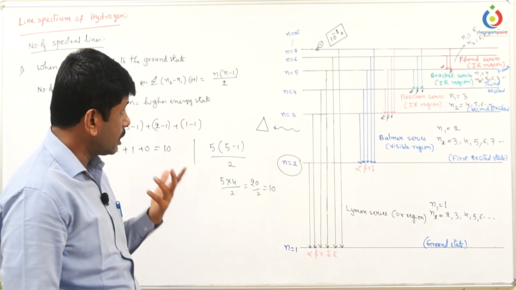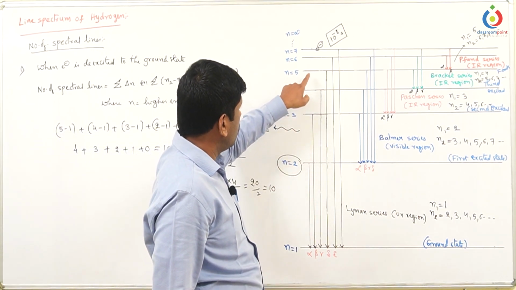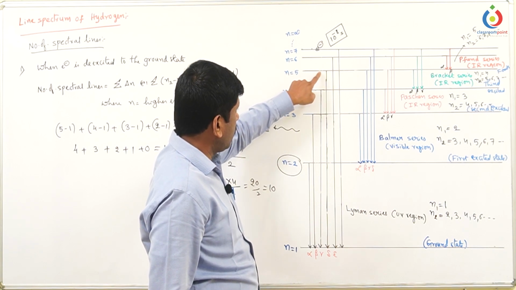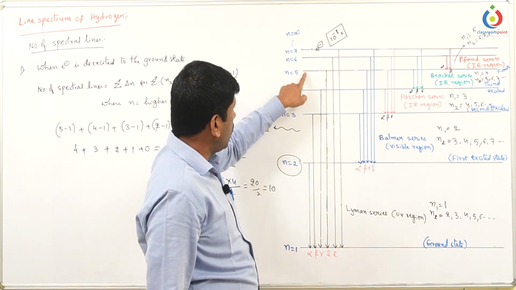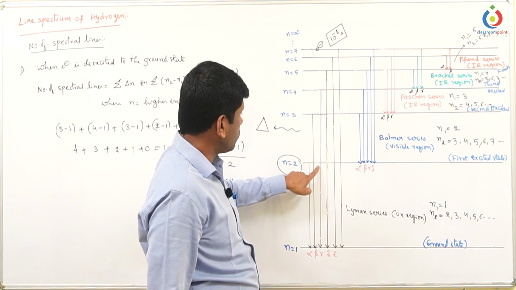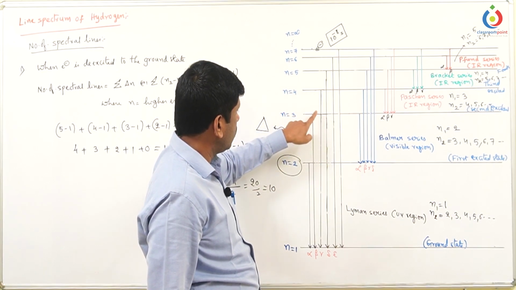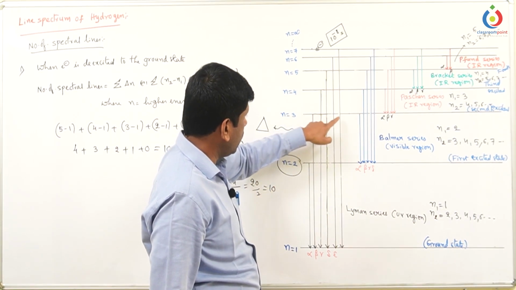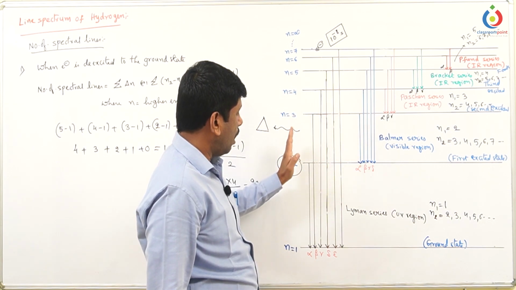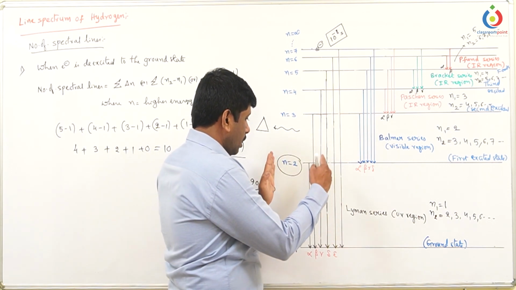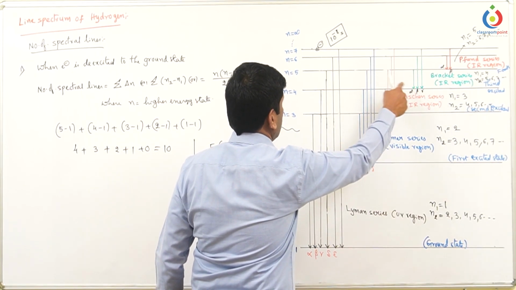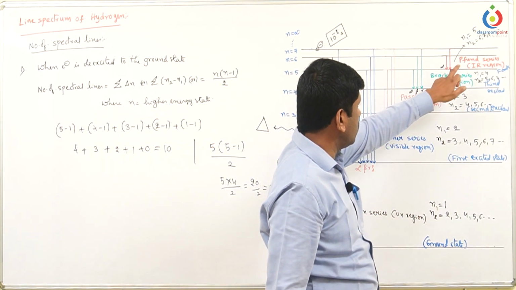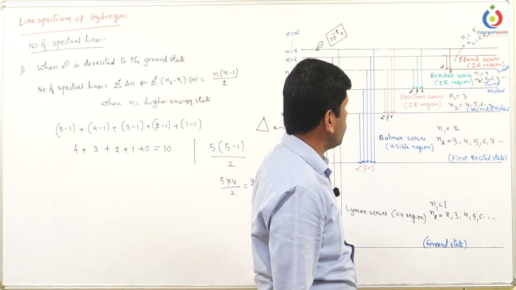So the question is how 10 spectral lines are observed. See here, 5 to first energy level 1 spectral line, and 5 to the 3 1 spectral line, 4 to the 3 1 spectral line, 3 to the 2 1 spectral line, and 3 to 2 also there. Means all the lines together we have to calculate. Means Lyman series lines, Balmer series lines, Paschen series, Brackett series, all the lines we have to see. See here, the only series we don't see is the Pfund series of lines.